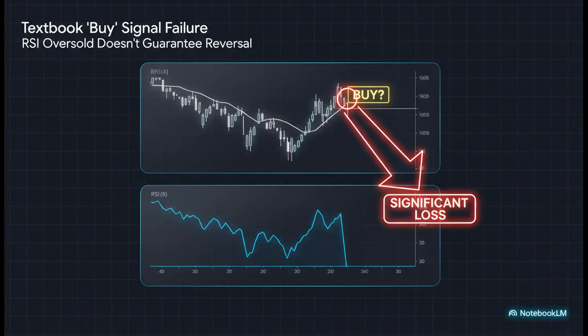You know, every trading book says the same thing. When the RSI goes below 30, it's oversold, and you should buy. Okay, look here. This is that exact signal. The RSI is way down in oversold territory. So what happens next? The price just keeps tanking. Following that textbook advice would have been a disaster.